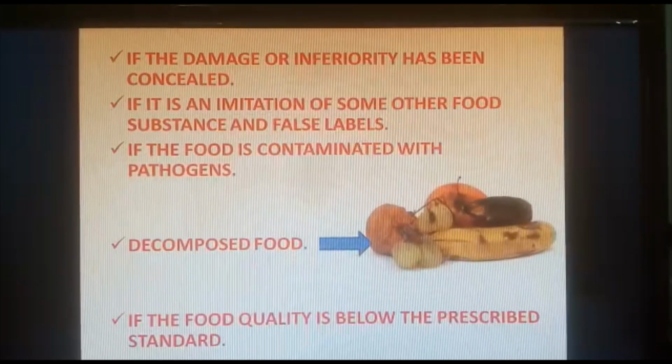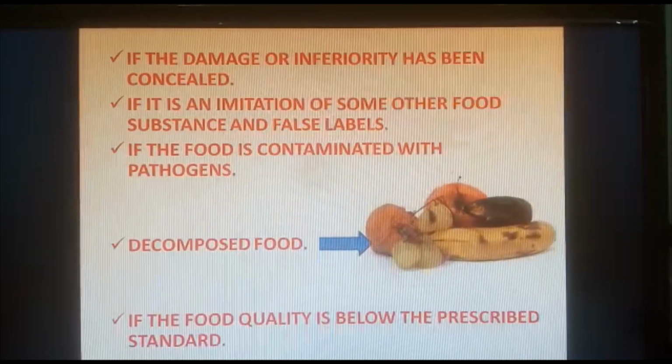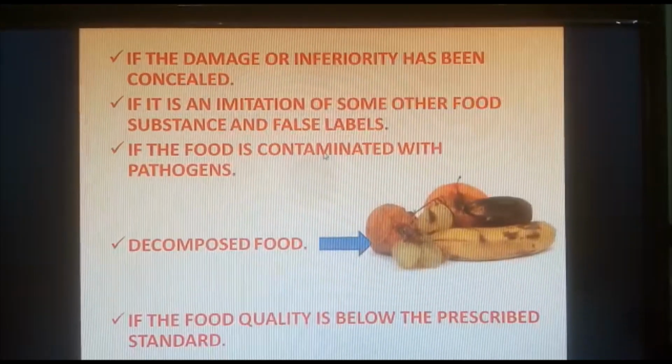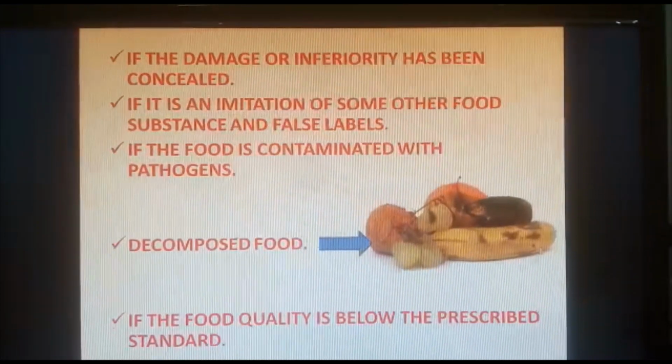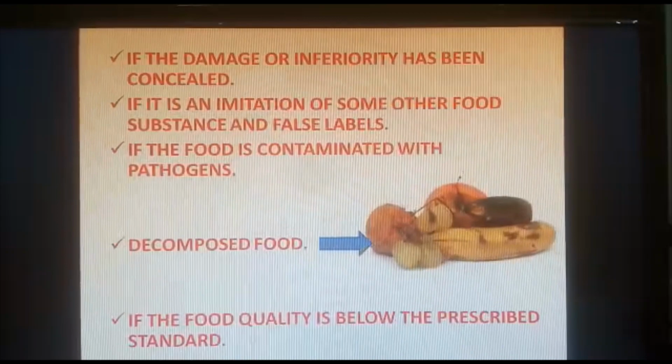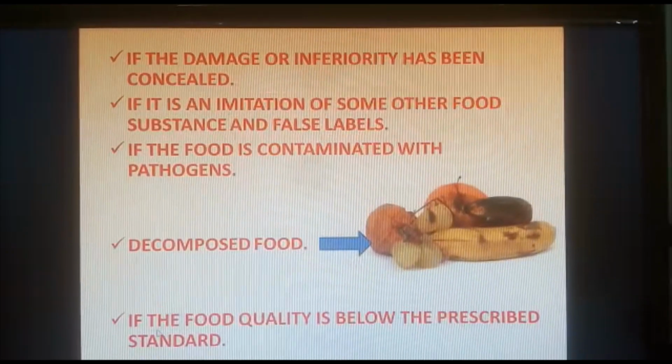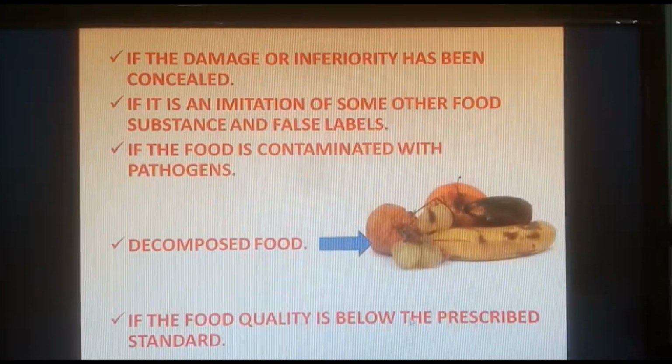Sometimes they use contaminated water, so at that time the food, fruits, or vegetables can also be contaminated with pathogens, okay. Then decomposed food, that is the rotten food. In case the food is rotten, or good quality food is kept along with decomposed or rotten food, that food also will be considered adulterated. Then next, if the food quality is below the prescribed standard.